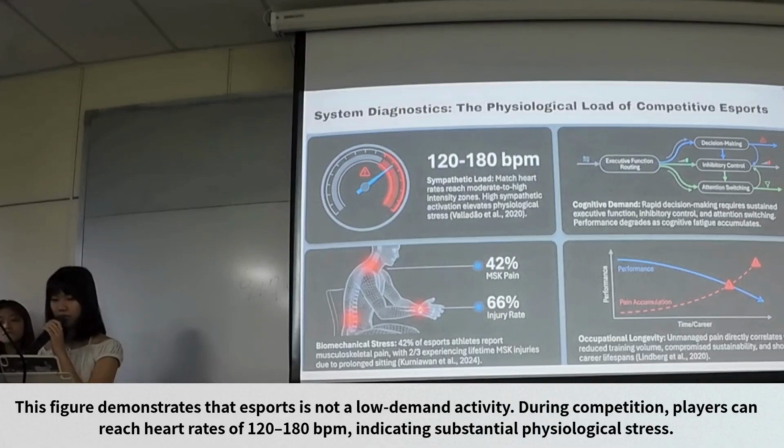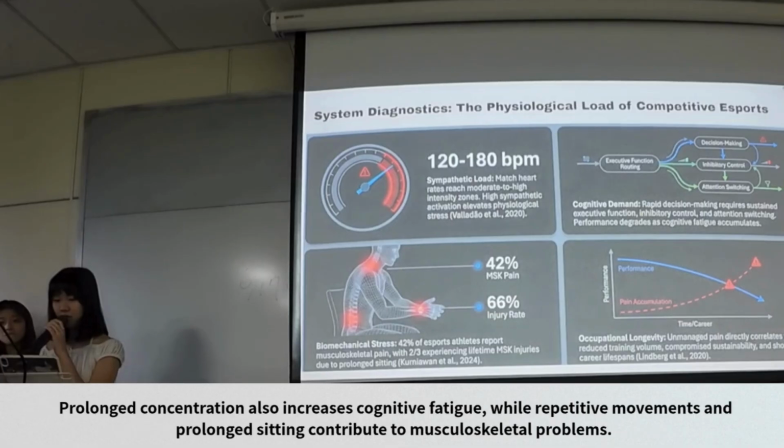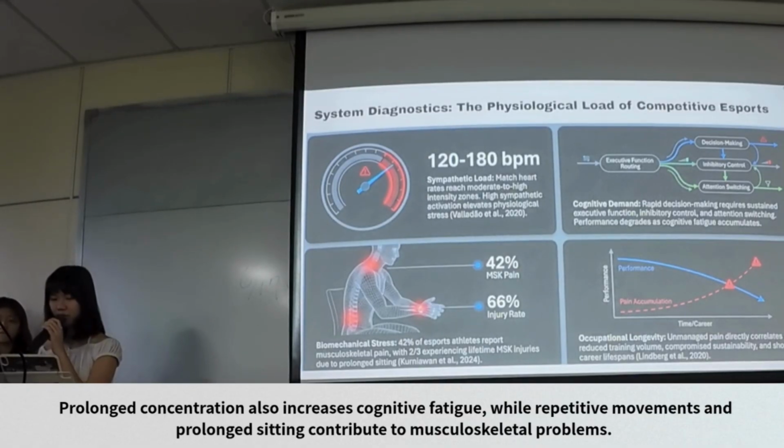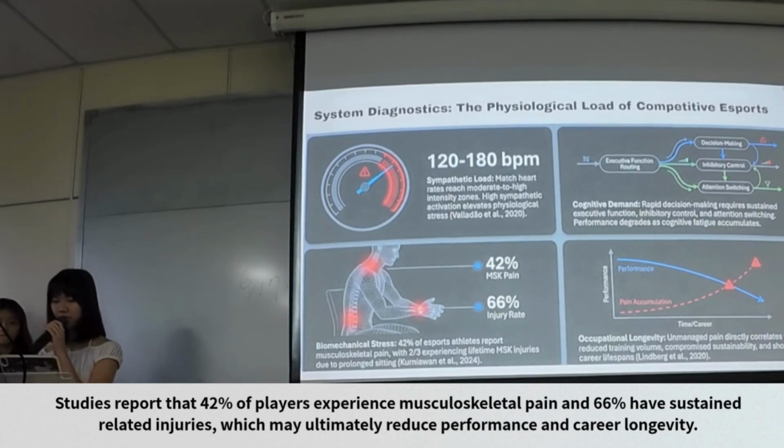During competition, players can reach a heart rate of 120 to 180 BPM, engaging substantial physiological stress. Prolonged concentration also increases cognitive fatigue, while repetitive movement and prolonged sitting contribute to musculoskeletal problems. Studies report that 42% of players experience musculoskeletal pain and 66% have sustained related injuries, which may ultimately reduce performance and career longevity.